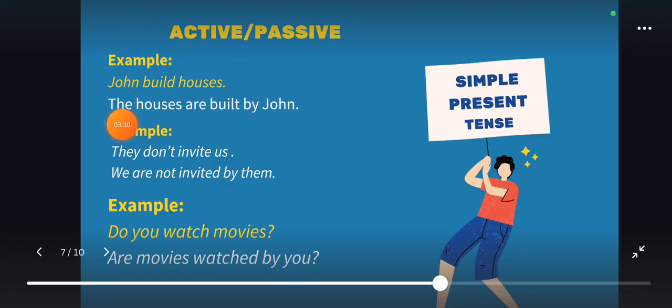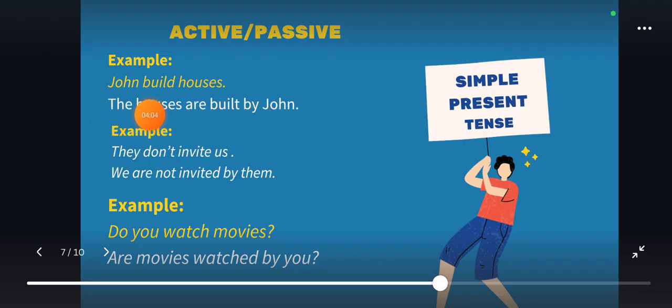So these are all the 5 changes that we did. Firstly we change object into subject. We write the houses, then we added helping verb. For houses we will write are, as it is simple present tense. And then houses are built, use third form of build. Over here it should be like John builds houses, but it is mistakenly written here build. The right statement for active voice is John builds houses. The houses are built by John.